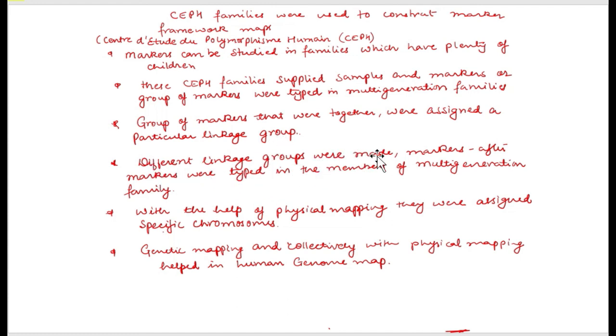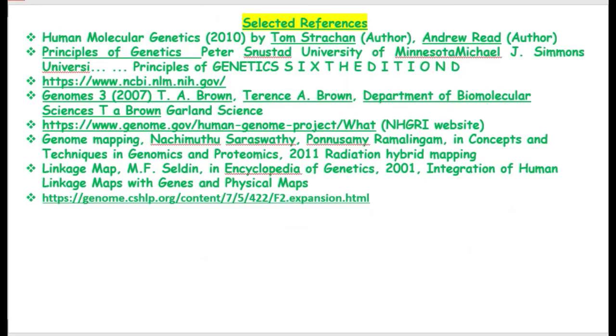Different linkage groups were made. Markers after markers were typed in members of multi-generation families. Still, a positive LOD score was obtained. So once a positive LOD score was obtained, the marker was assigned a position which was close to the trait. With the help of physical mapping, they were assigned a specific chromosome, and genetic mapping collectively with physical mapping helped in the human genome map. So these are selected readings for this genetic mapping.